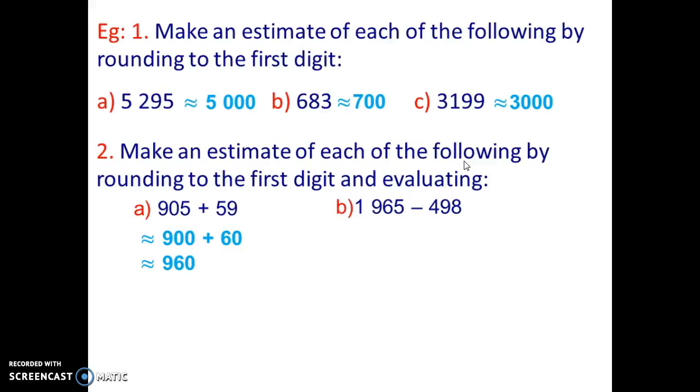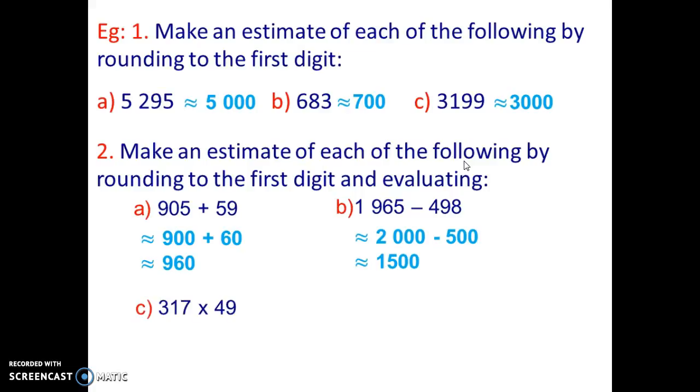For this one, the 1,965 rounding to the first digit would be approximately 2,000, minus the 495 would be about 500, so 2,000 minus 500, the answer should be somewhere around 1,500.